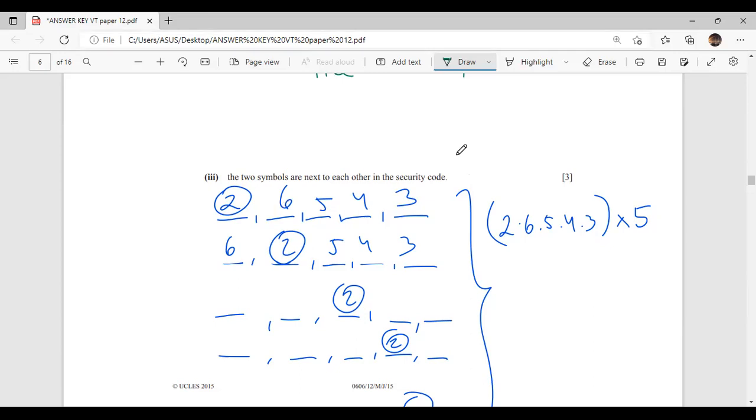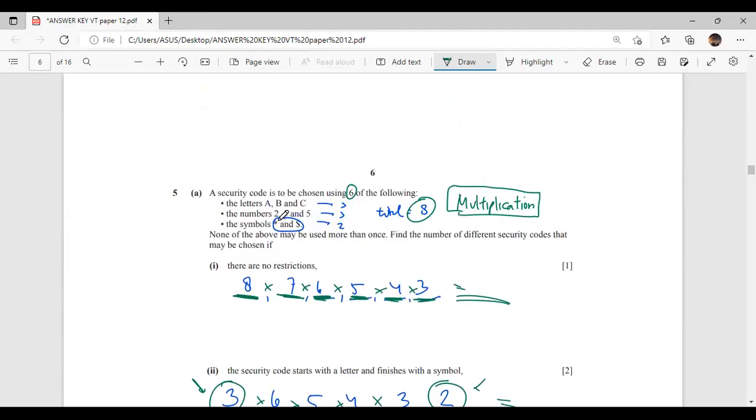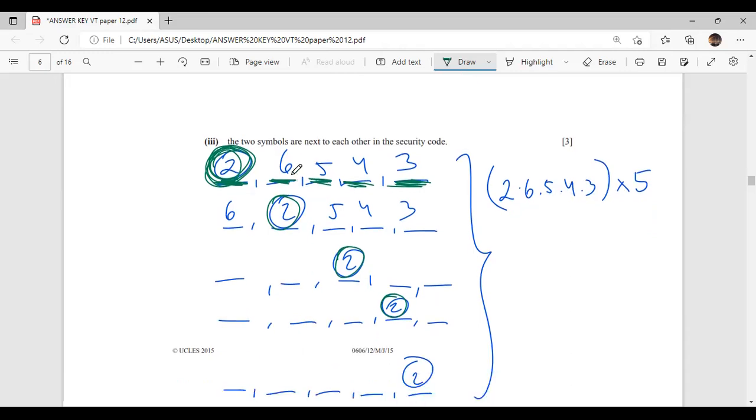Okay, the 2 symbols are next to each other in the security code. So the symbols cannot be separated; they are merged into one. So it can be either star dollar or dollar star, right? I circle the symbols. It can be on the first position, so we have 5 left actually, because 2 are already taken. So 1, 2, 3, 4, 5 characters. 5 characters, where 1 is combined and can be star dollar or dollar star. And then you take 2, so 6, 5, 4, 3, done.